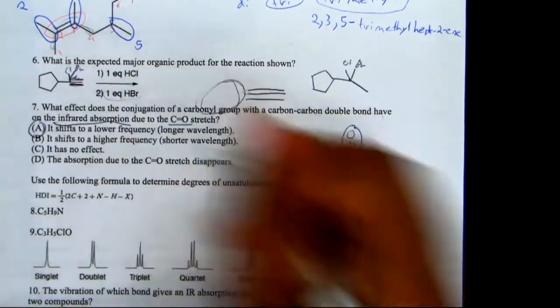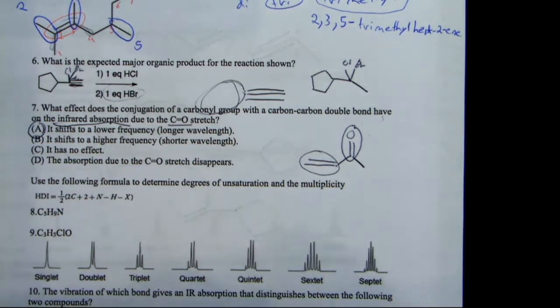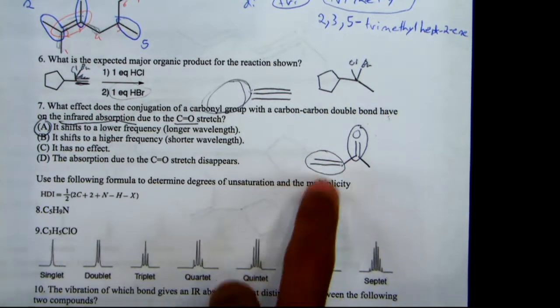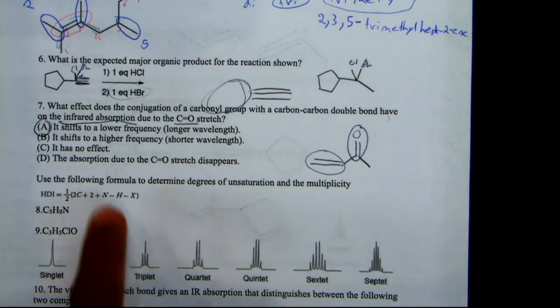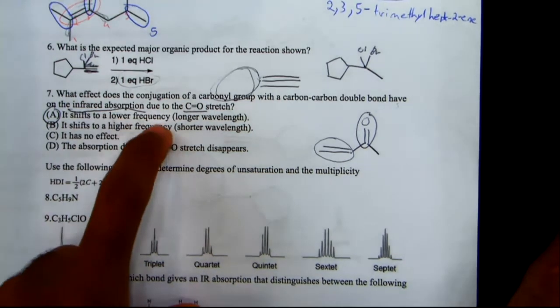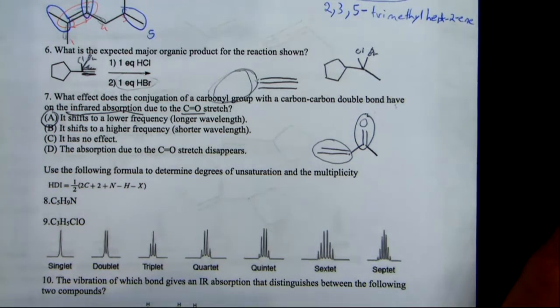And the answer to this is just knowing that it does this. The reason why NMR and spec is kind of hard to teach is it's just memorizing what each thing does. It's saying, what did the conjugation do? What did adding a double bond next to the ketone do? So yes, it shifts it to a lower frequency, which made the wavelength longer. I believe it starts at 1700 and goes to 1650. Conjugation would decrease it, I believe.